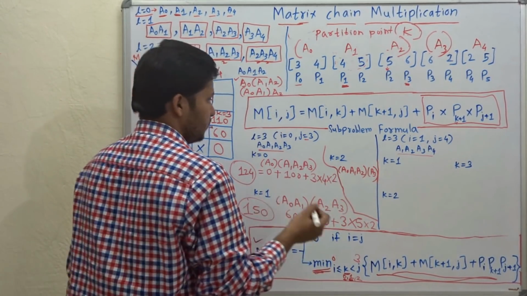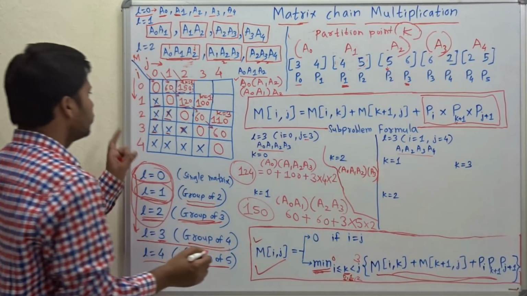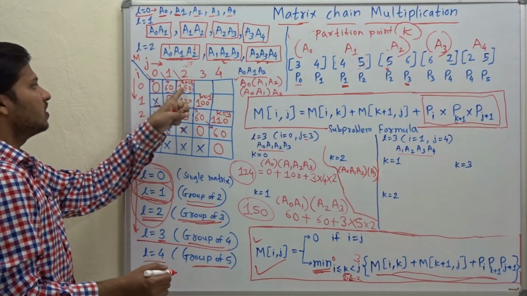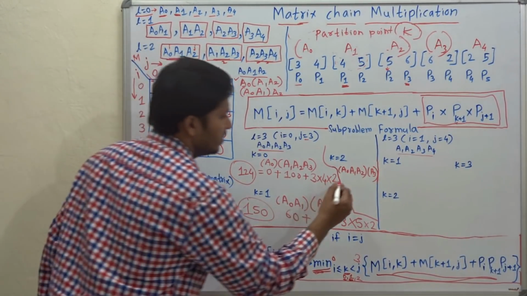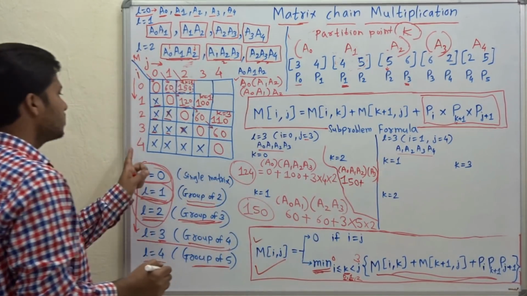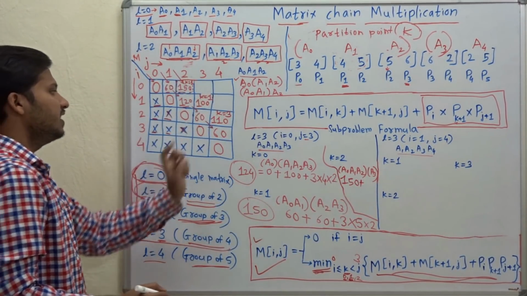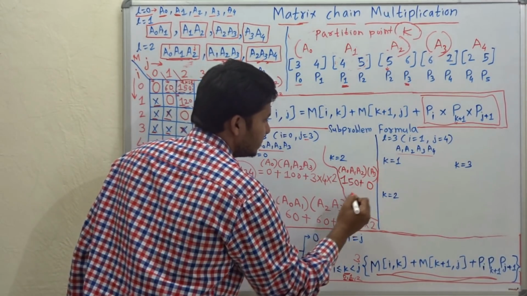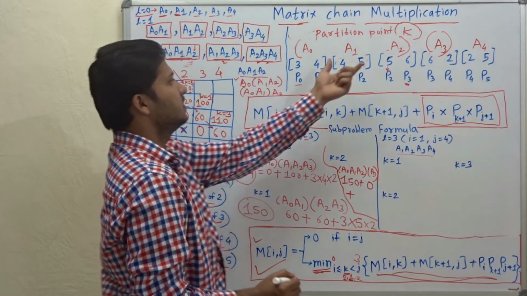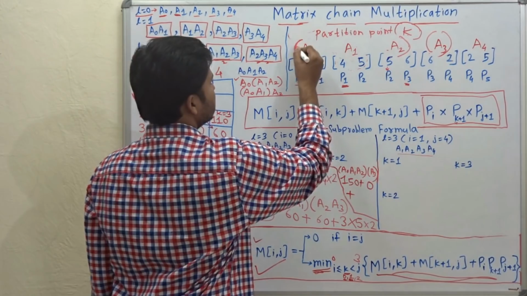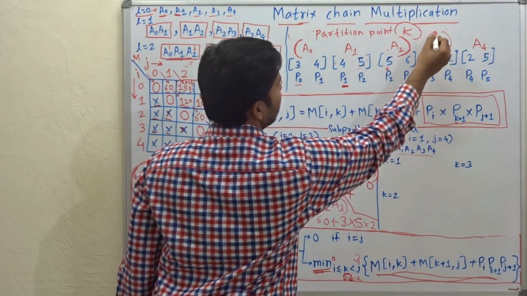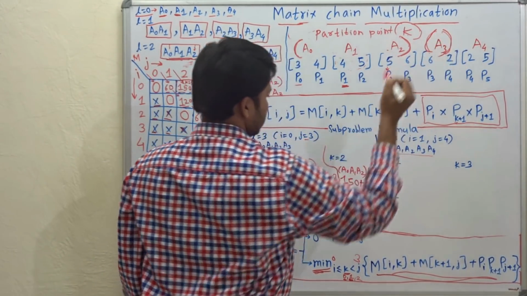Okay. So now, what is the cost for 0 to 2? 0 to 2, the cost is 150. Plus, what is the cost for A3? That is an individual matrix, so the cost is 0. Plus, these are the two partitions: A0 to A2 is one partition and A3 is another partition.